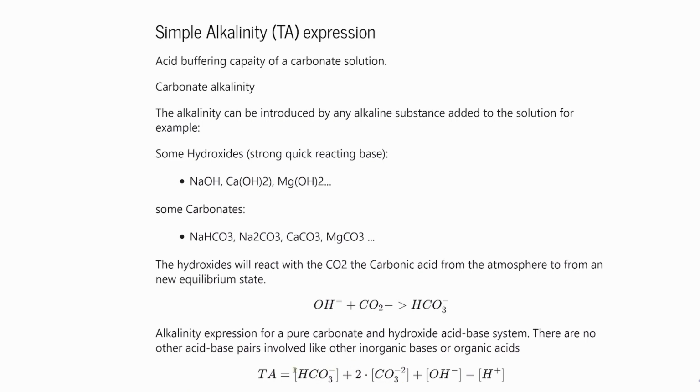So it's just the sum of the concentration of bicarbonate and 2 times the carbonate, because it can buffer 2 acid molecules, and then minus the hydroxide, minus H+ itself. Because if you're talking about acid buffering capacity, you need to subtract the acid itself.